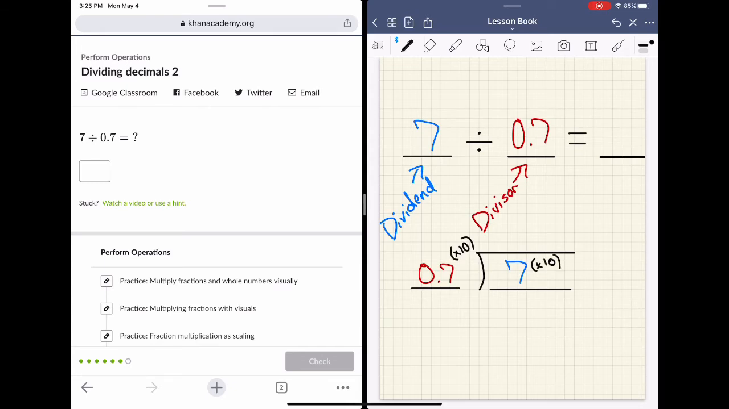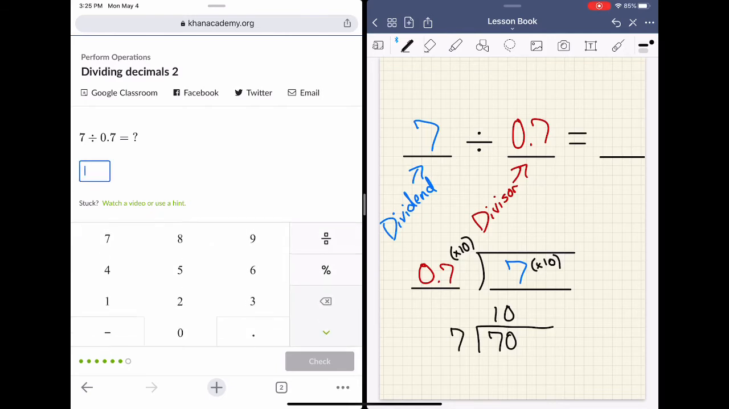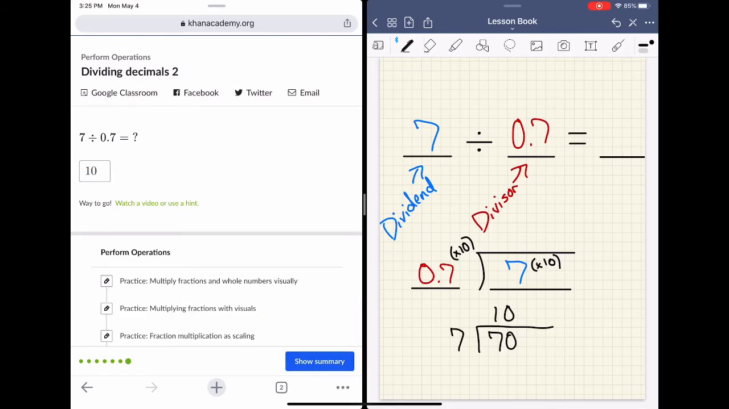So we end up with 7 divided into 70. And you can probably do this in your head. It comes to 10. 7 will go into 70 10 times. So let's go ahead and mark that. And there we have it. So we did multiply by 10 to get rid of the decimal because the decimal appeared in the divisor. However, as we said, if it would have appeared in the dividend, that would not have been necessary.